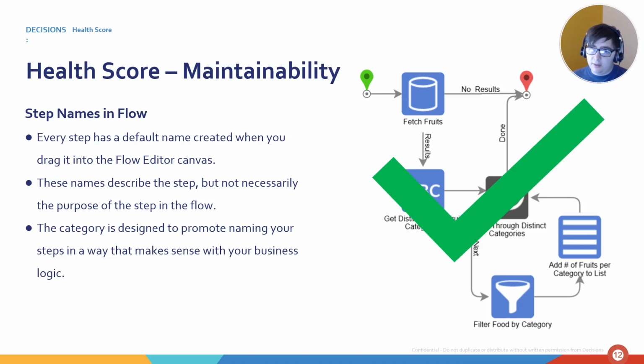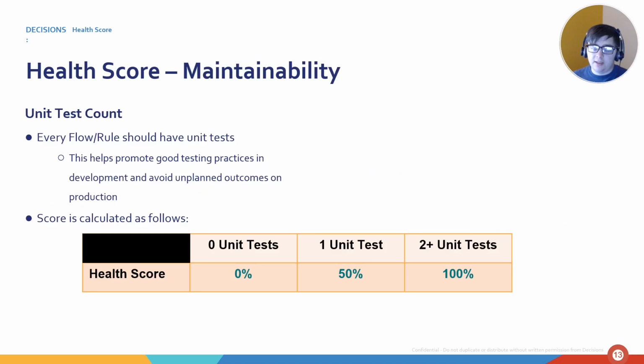So let's go into our last criteria for maintainability, which is the unit test count. Every flow and rule should have unit tests. These are good ways that you can continually test if your project is performing how you expect it to, and that you are getting the expected results when you run your tests with data that you know should produce a certain result. The way that this is calculated is if you have 0 unit tests, you get a 0 on whatever you're trying to test. That's just how it works.